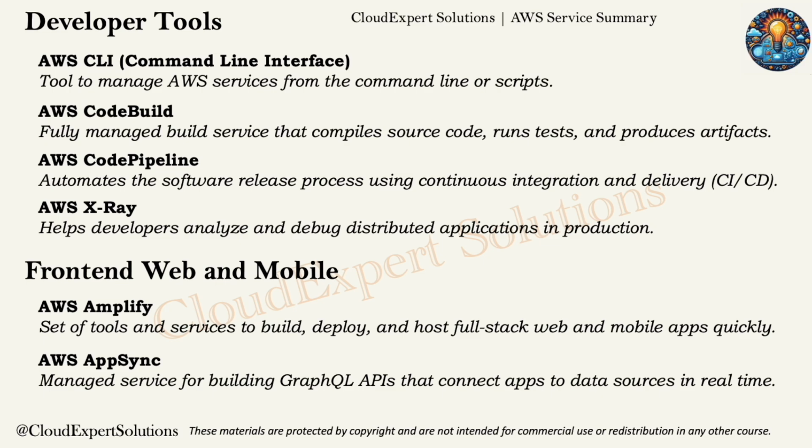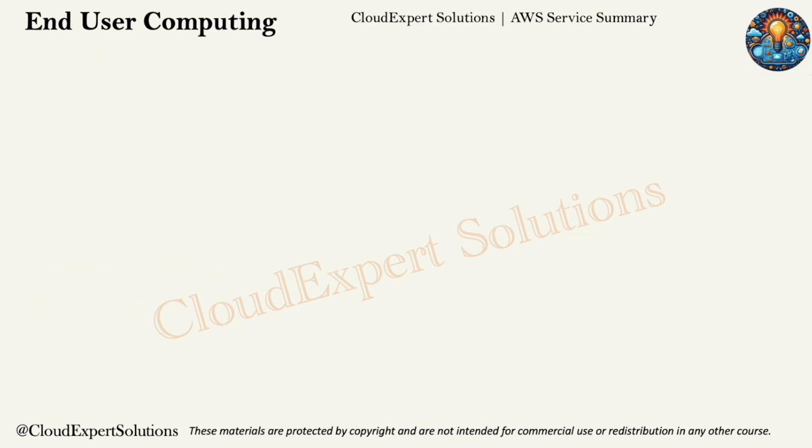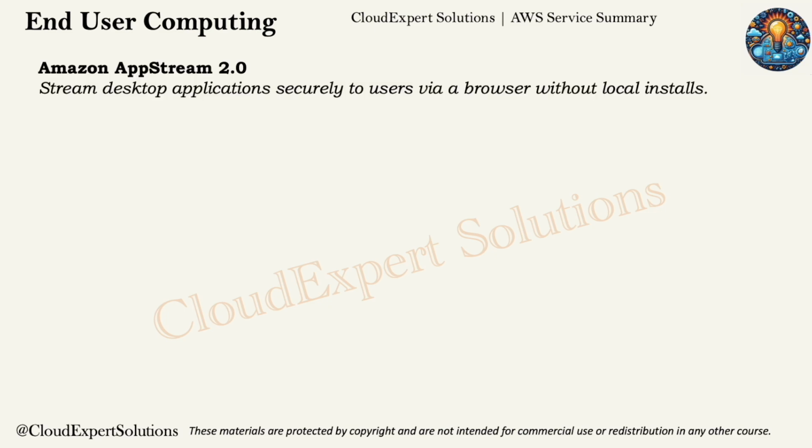Let's move to our next service domain, which is end-user computing, and we'll start with Amazon AppStream 2.0. Amazon AppStream 2.0 streams desktop applications securely to users via a browser without any local install. Amazon AppStream 2.0 can be used for delivering Windows apps to any device without managing physical desktops.